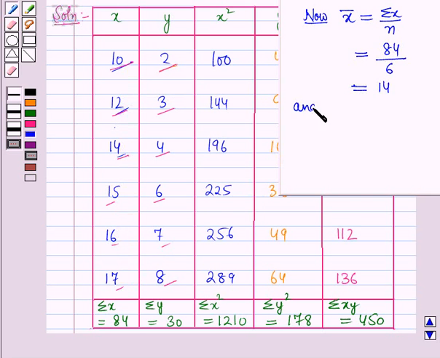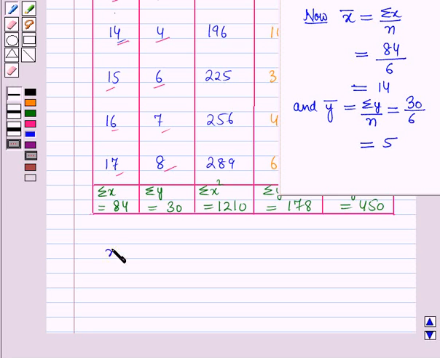And mean value of y is given by y bar, which is equal to summation y over n, and summation y is 30 and n is 6. So this will give y bar is equal to 5. So we get x bar is equal to summation x by n, which is equal to 14, and y bar is equal to summation y over n, which is equal to 5.